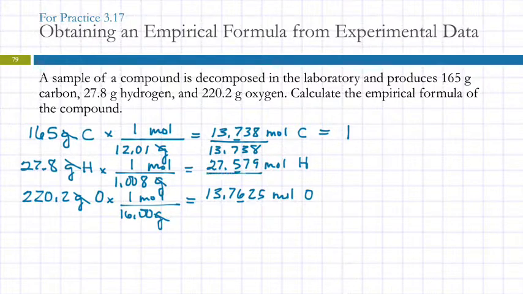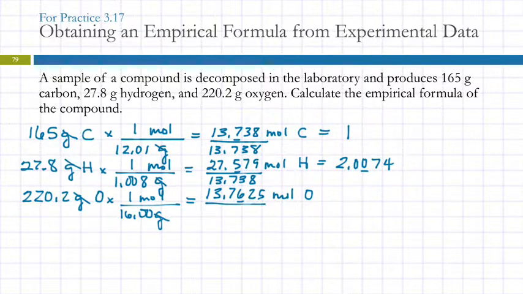I'm going to take the moles of hydrogen, divide by the moles of carbon. So 27.579 divided by 13.738 equals. So that's giving me 2.0074. So I can already tell that's a beautiful number. I can round it to 2. The 7 and the 4 aren't really needed there.